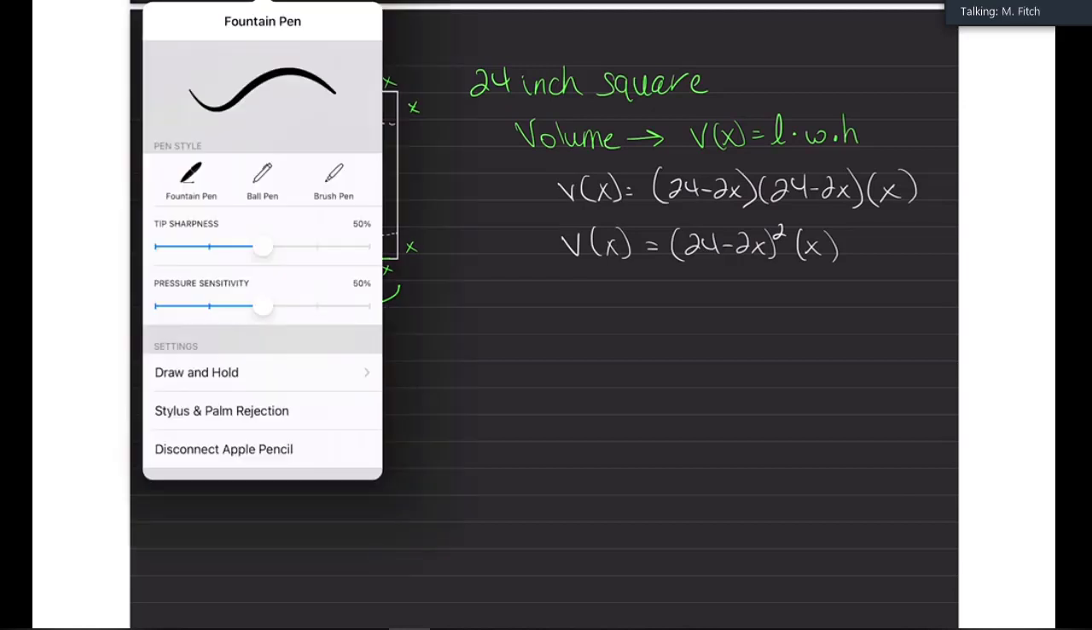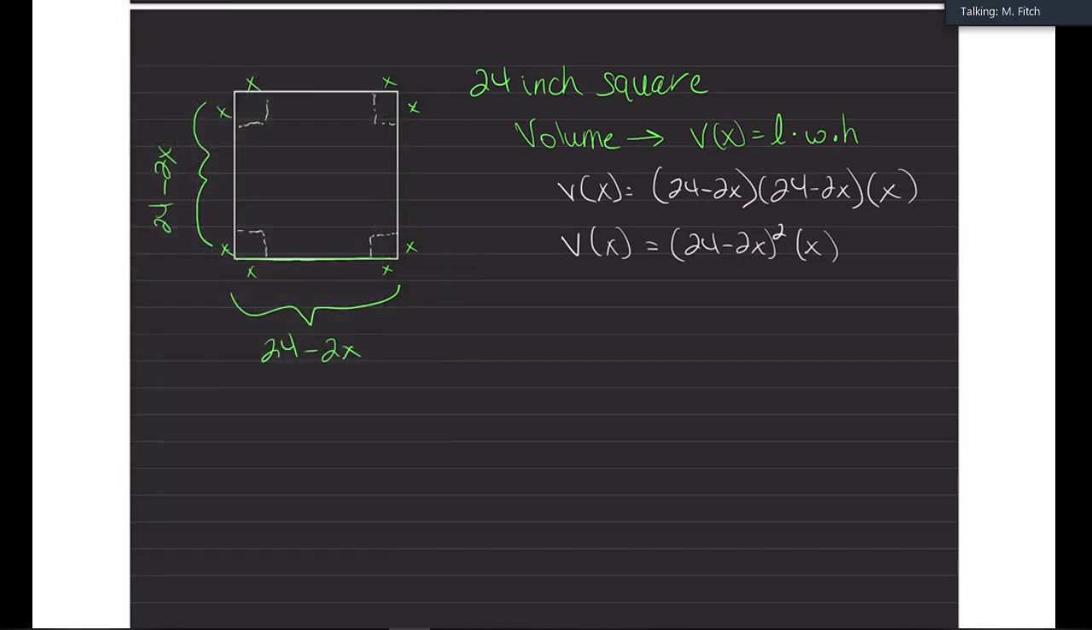So then now we can figure out what the volume's going to be. So let's say I only wanted to cut off a 1-inch square. Could I figure out the volume? Yeah, I'm just going to plug that into there, right? (24 minus 2 times 1) squared times 1, and I can figure out the volume.